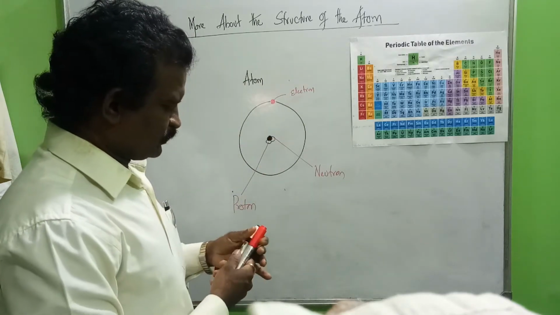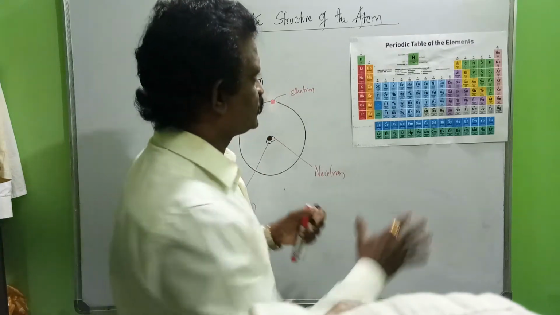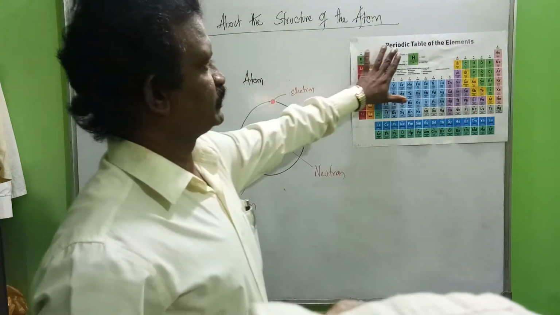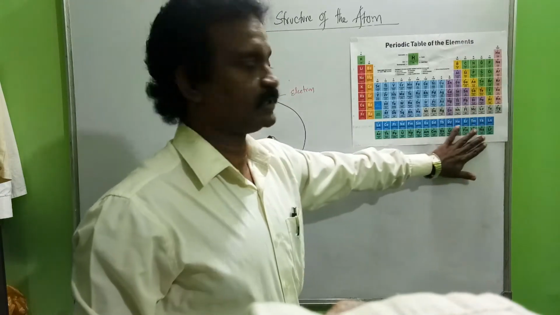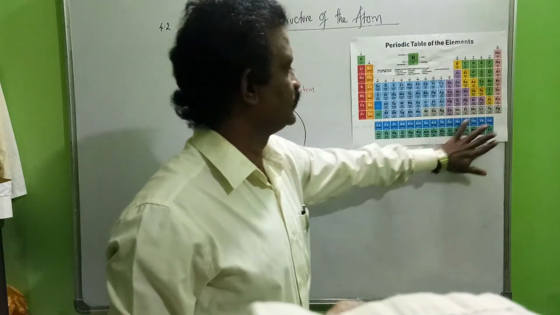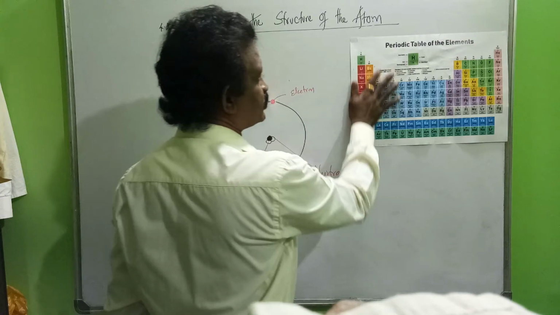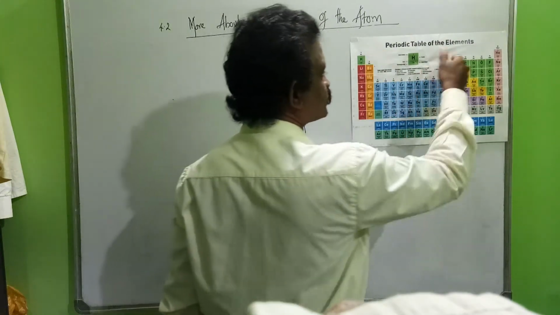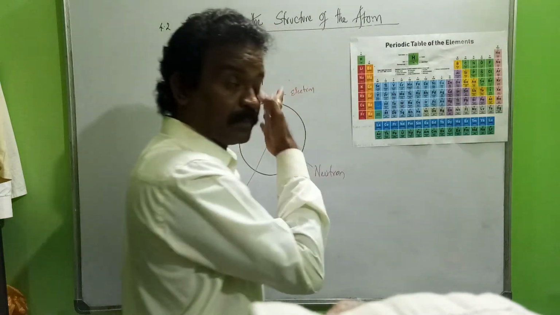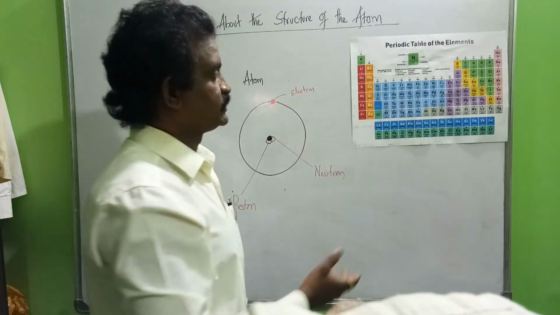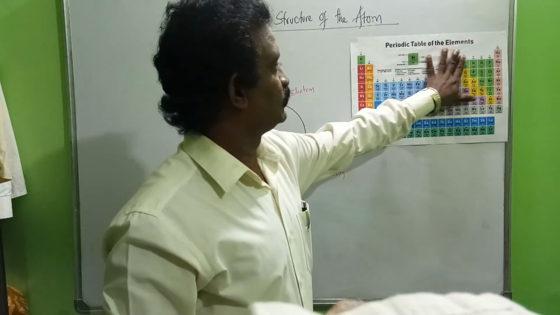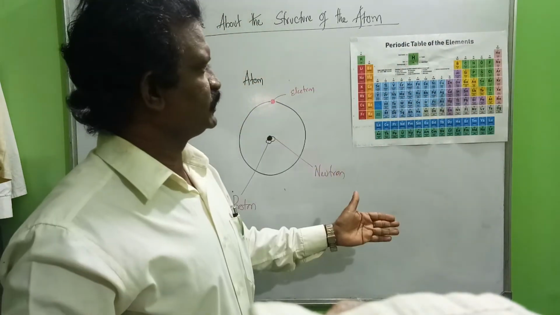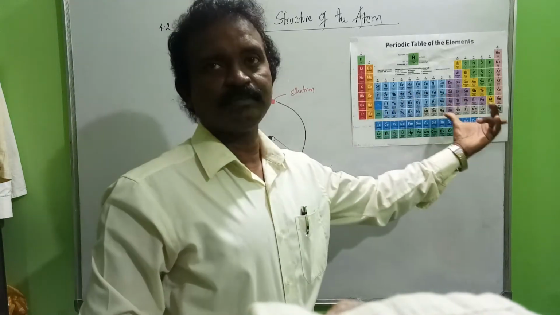Now, what I have listed here is the periodic table. How many elements are there in the periodic table? 118 elements are there. In this, there are 7 periods and 18 groups. This was given by Mendeleev. I'll tell you later when I come to the periodic table description. But here what you have to know is, these are the elements arranged in the periodic table.